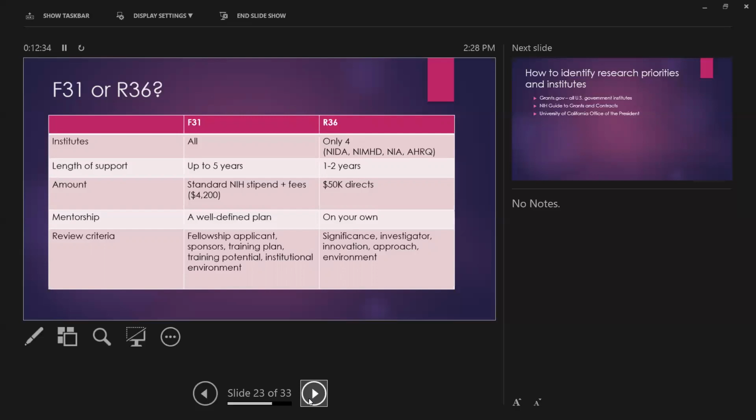And the review criteria are a little bit different. For the F31, it's more about you as an applicant and about your sponsor. It's your grant proposal, but they're also reviewing your mentors. How good are they? What's their experience, how many people have they mentored before, and how much time did they have to mentor you? And also the training plan: the actual activities that you propose to get yourself trained in whatever areas you decide you need training in, and how that's going to lead you to become an independent investigator.